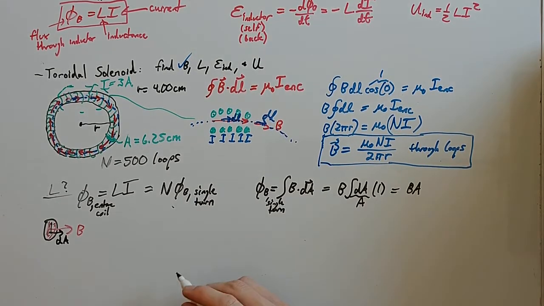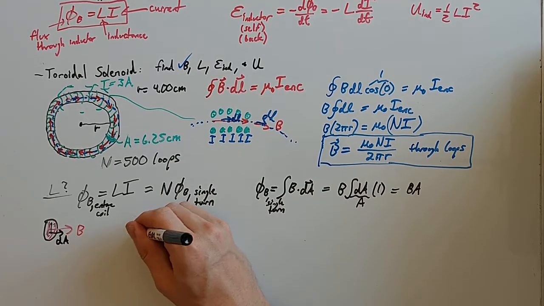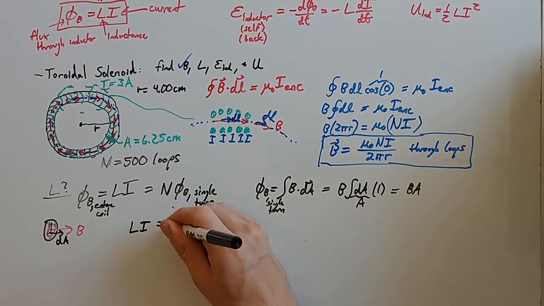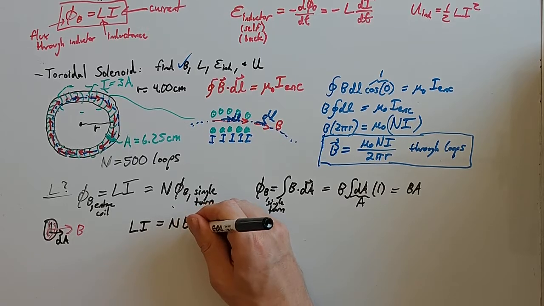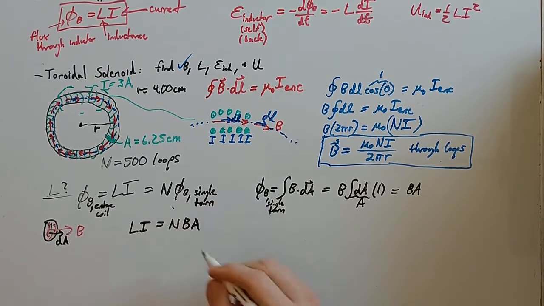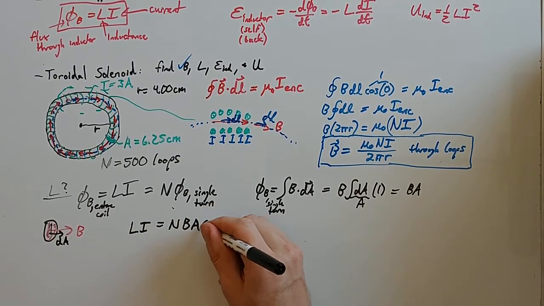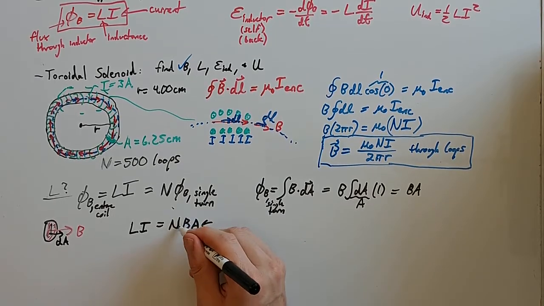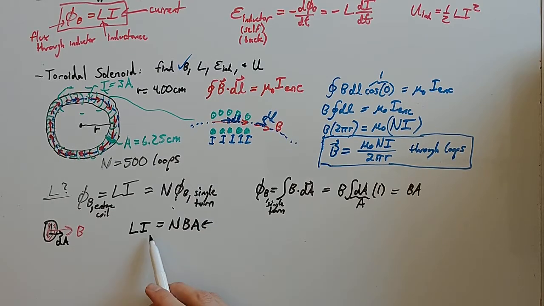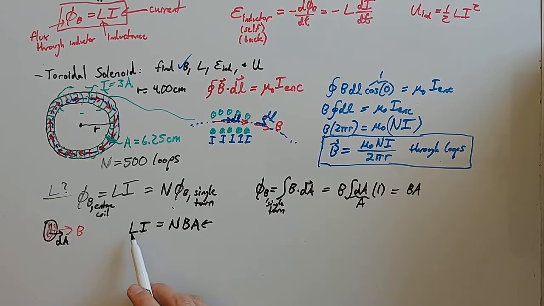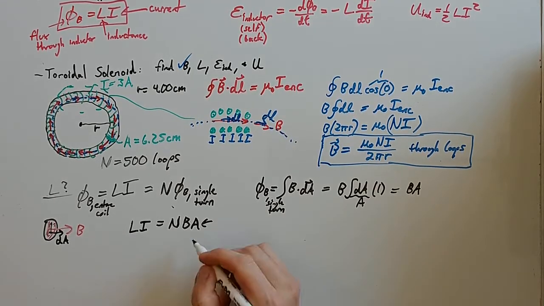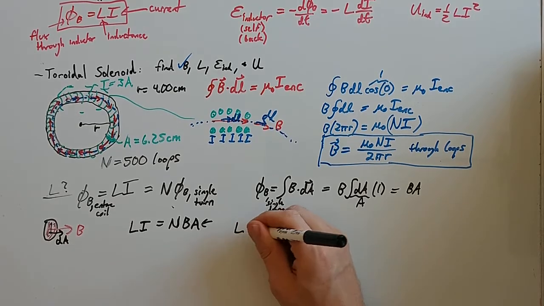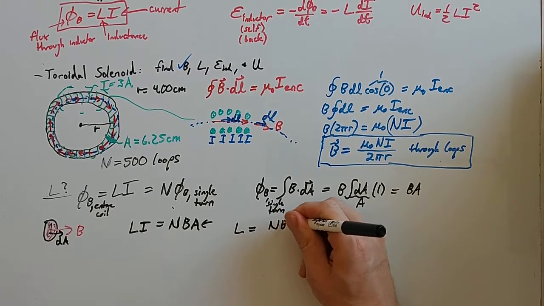So if we plug that back in over here, we now have a formula that says L times I is going to be N times B times A, where A is the area of a single turn, B is the magnetic field through that turn, N is the number of turns, I is the current, and L is what we're solving for, the inductance. We're getting close. Let's go ahead and divide by I. So now we're going to have L is NBA over I.